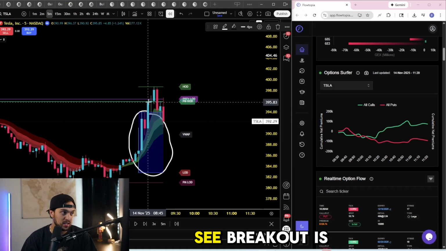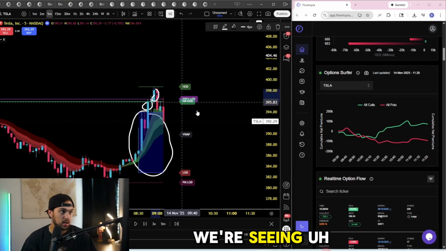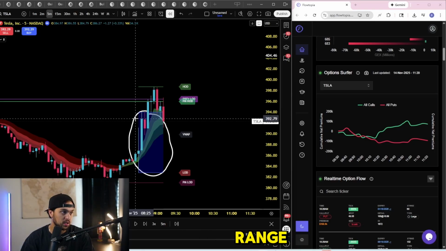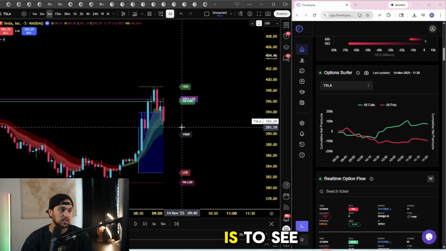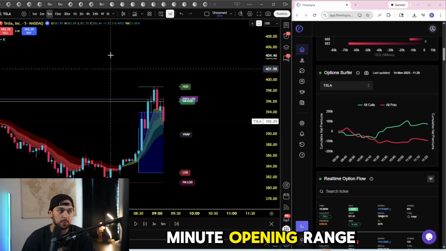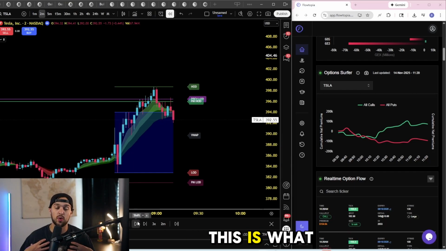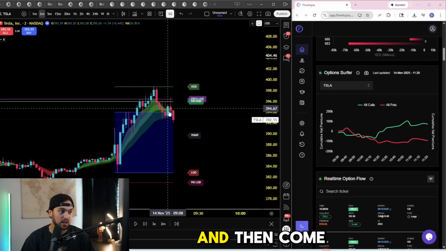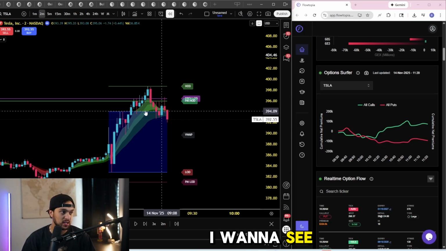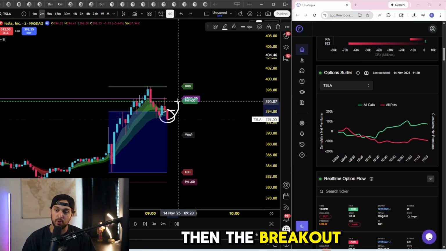So now that we see the breakout is happening, we're seeing Tesla go higher and higher and trying to break out of this 15-minute open range. This is a bullish sign for us. And now all we're waiting for is to see if this retest right here holds the top of the 15-minute opening range. Typically this is what I like to see: a breakout, then coming back into the range and retesting it. I want to see the retest and then the breakout again.